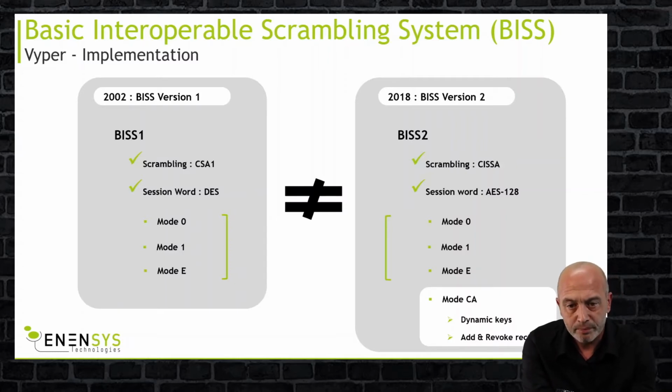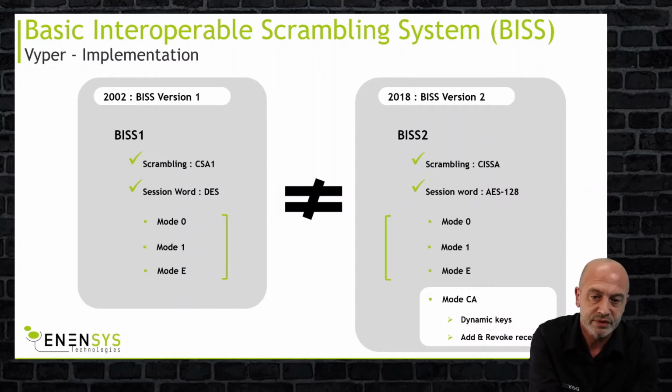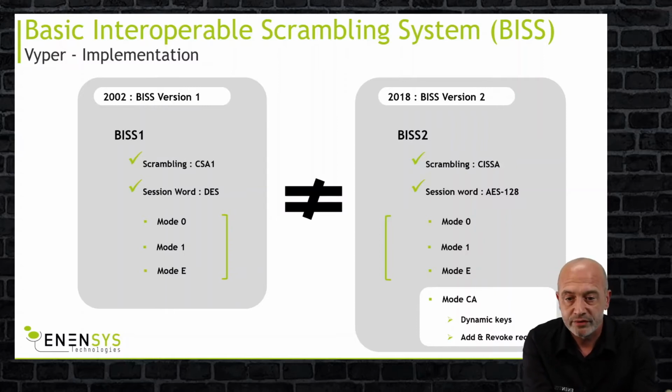Very important, BISS version 1 and BISS version 2 are not compatible. So if you are using version 1 on one side of the system, you have to use version 1 on the receiver side, and of course, if you are using version 2, you have to use version 2 on the receiver. It must be the same version of BISS on both sides of the system.